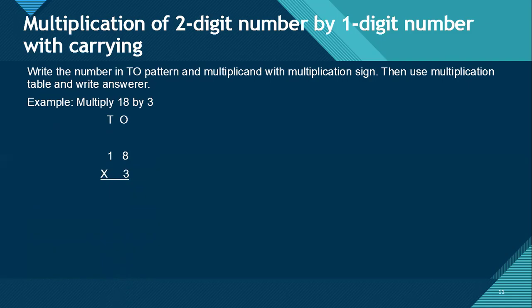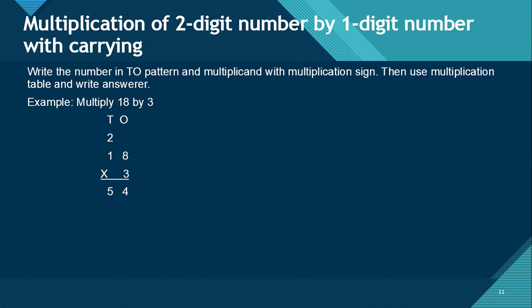Now we have to multiply 3 with 8. As we know from the table, 8 threes are 24. So in this 24, 2 will be the carry. We have to add this carry after the multiplication of 1 with 3. So 3 multiplied by 8 is 24, then 2 will be the carry and 4 will be the answer, right below the O. And 3 multiplied by 1 is 3, and addition with 2, that will be 5.